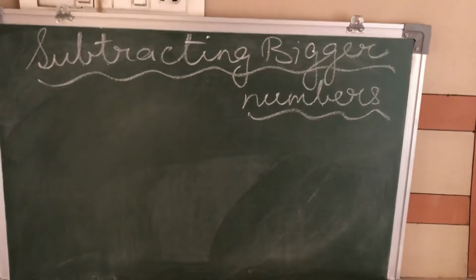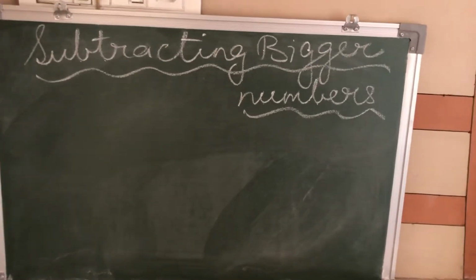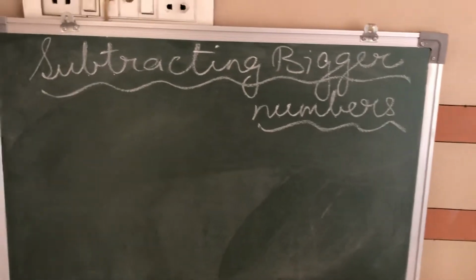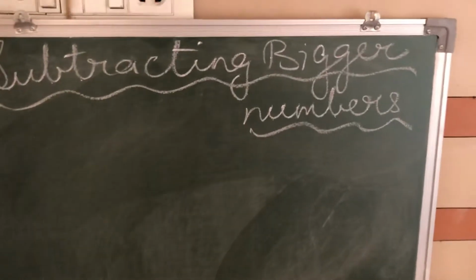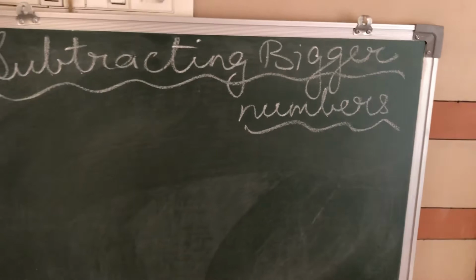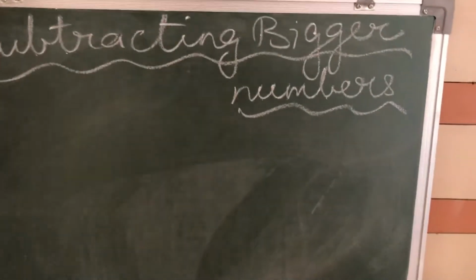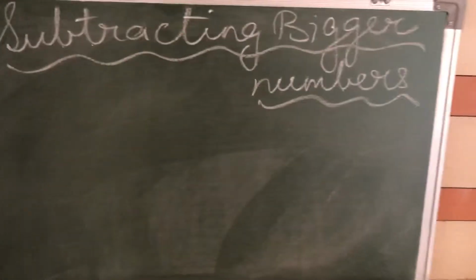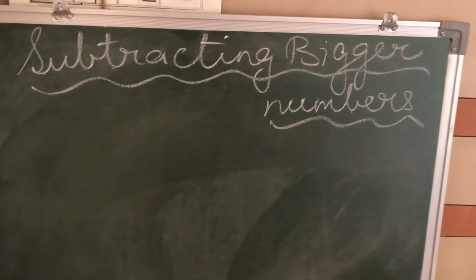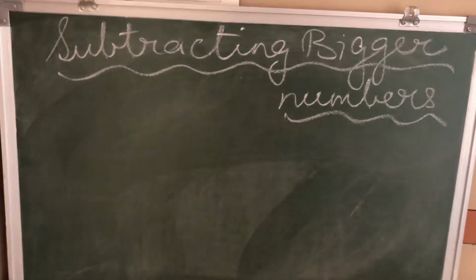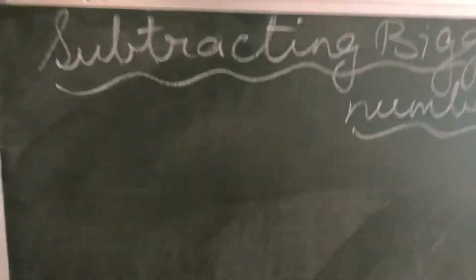So, children, today we are going to start with subtracting bigger numbers. A new chapter we will be starting today. Okay, now we have already done numbers up to 1000. So now we will be doing subtraction and addition of bigger numbers. Both we have already done. So today we will be going with subtracting bigger numbers. Now this is very simple.